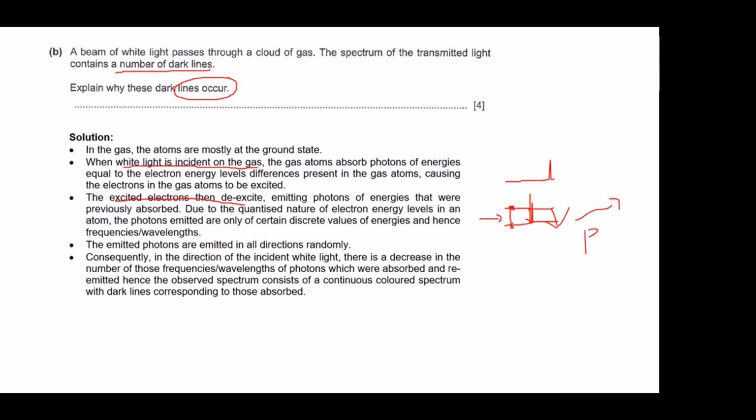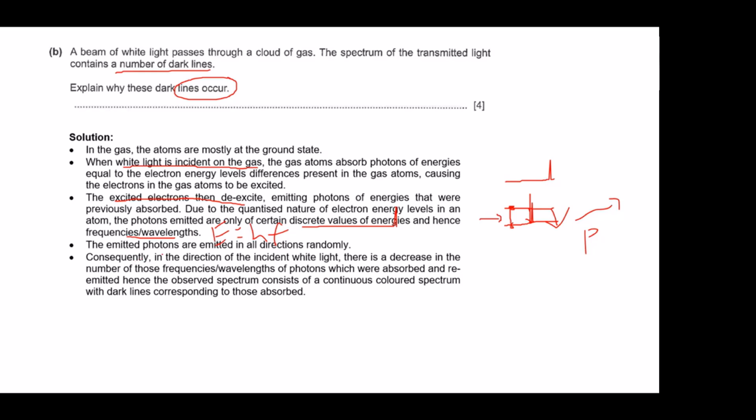So the photons emitted, because the electrons de-excite, have a certain energy, and they will have a certain frequency because of E equals hf. So if the energy is discrete, the frequency is also discrete. A particular frequency of a photon will be emitted, so you only see certain colors.